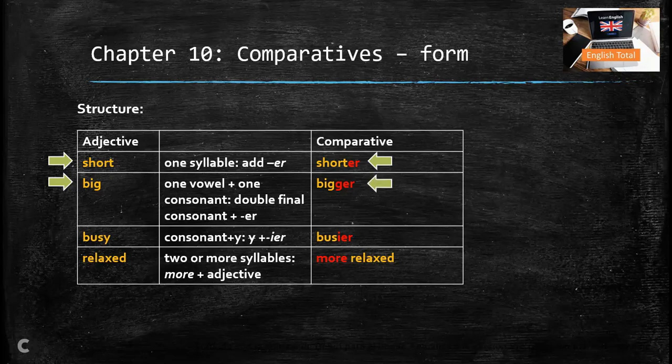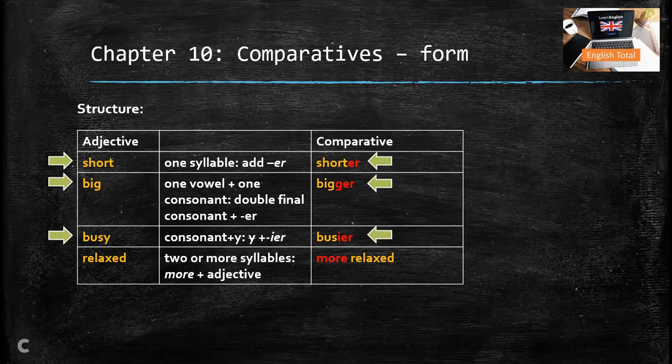The second rule applies to adjectives that end in the letter y, like busy. To form the comparative, you need to drop the y and then add ier. So busy becomes busier.